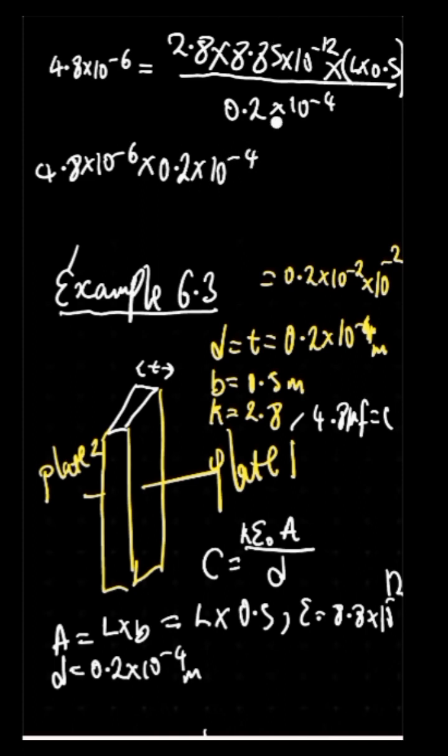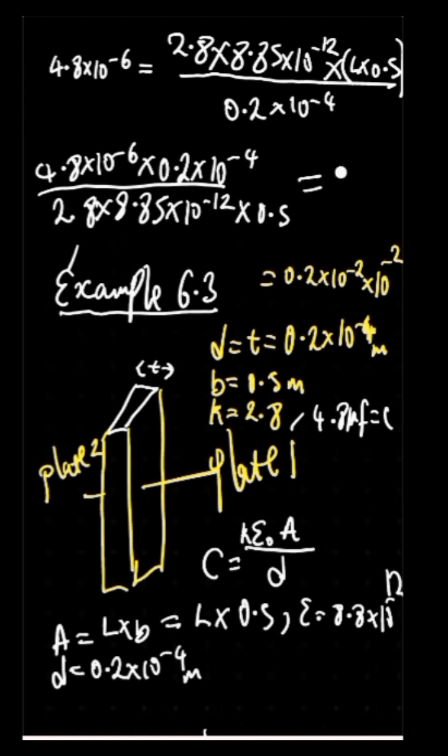Minus 4. We have taken this to this side now. This one is like cross multiplying. This one will go down, right? So everything here will go down: 2.8 times 8.85 times 10 raised to power minus 12, right? Including the 0.5 will also come down. It's like cross multiplying. What we will only leave is what you are looking for, that's L. So 0.5 will go down, everything equal to L.